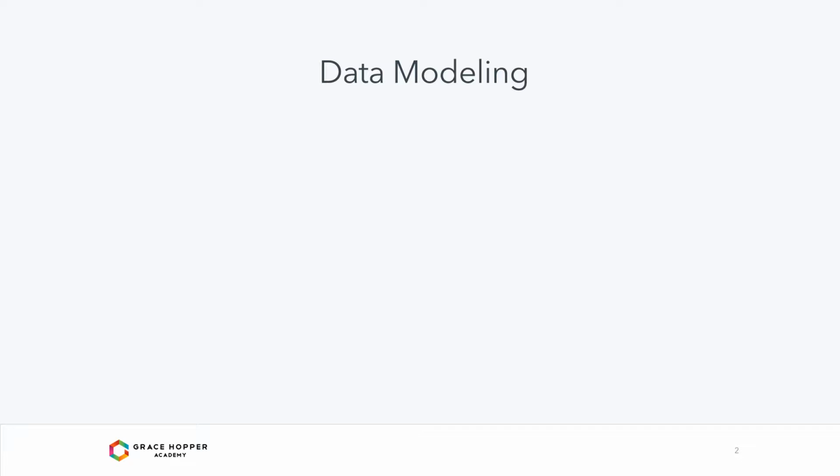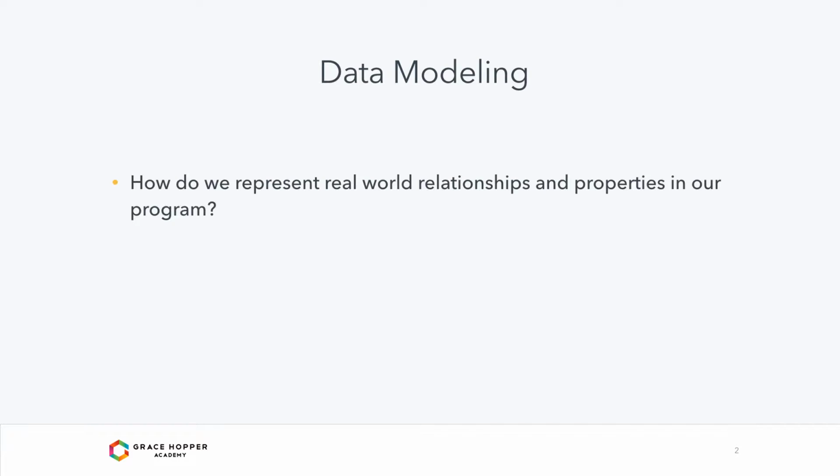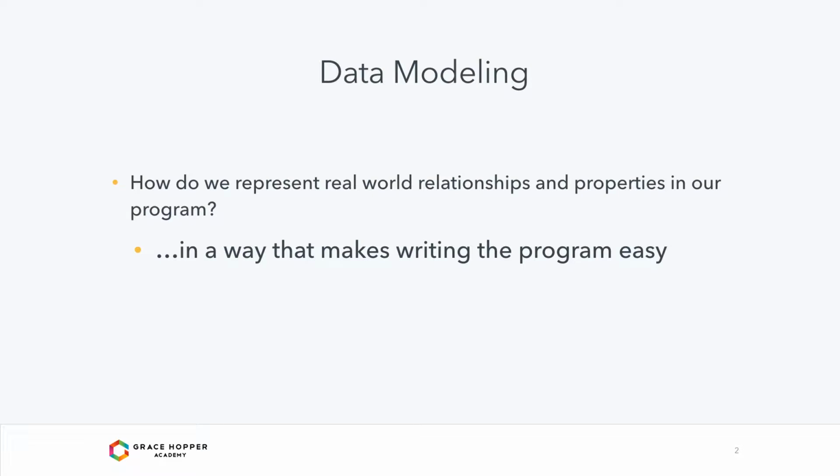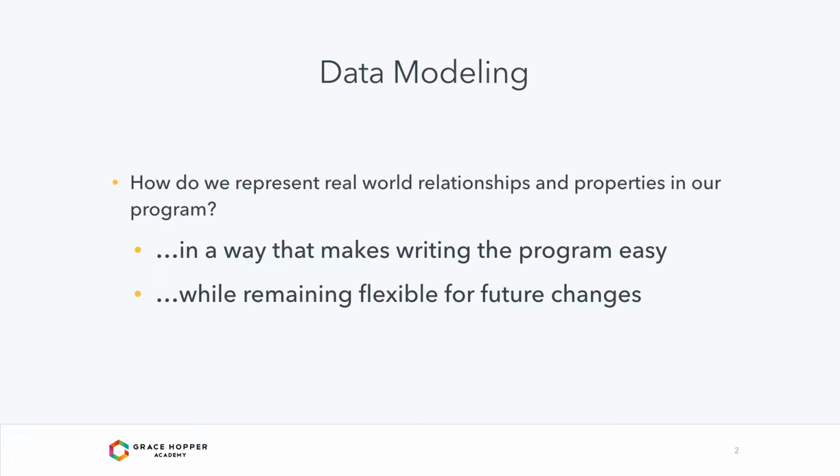So the questions we're trying to answer when we're doing this are, how do I represent the actual relationships and properties in our program in a way that our program can digest, in a way that makes writing the program easy? So we're trying to minimize the amount of work we have to do, while remaining flexible for changes we might want to make in the future. This one is hard, right? Because you never know what the future entails.